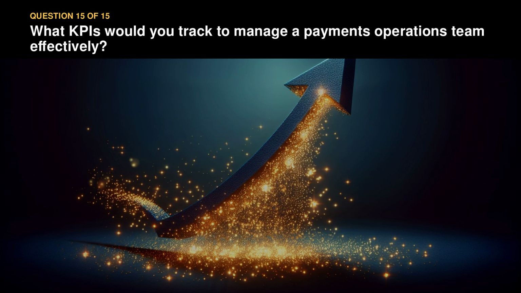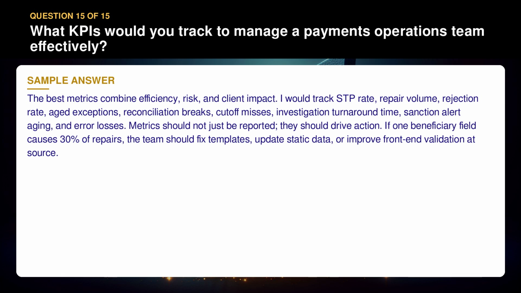Question 15. What KPIs would you track to manage a payments operations team effectively? The best metrics combine efficiency, risk, and client impact. I would track STP rate, repair volume, rejection rate, aged exceptions, reconciliation breaks, cutoff misses, investigation turnaround time, sanction alert aging, and error losses. Metrics should not just be reported, they should drive action.